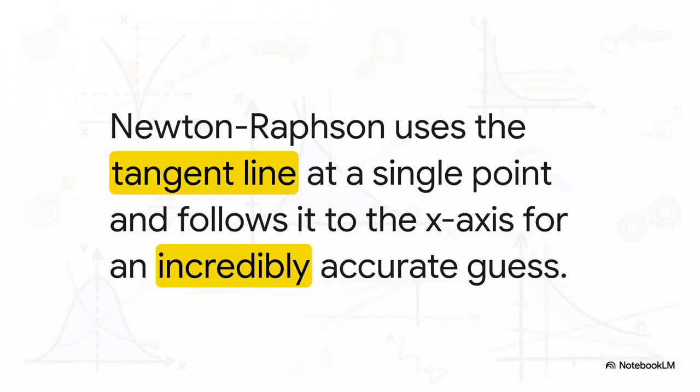This is the magic of the Newton-Raphson method. By using the function's derivative, which is just a fancy way of saying its exact slope at one specific spot, we can find the tangent line at that point. We then just follow that tangent line all the way down to the x-axis and bam, that's our next guess. And it is incredibly accurate.